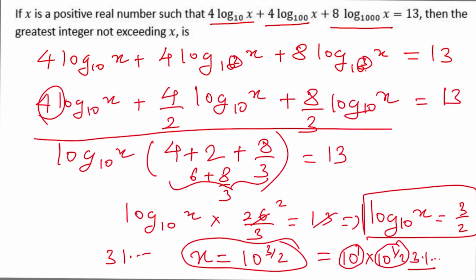So the greatest integer not exceeding x would be only 31, simply 31. That's the answer to our question: 31.